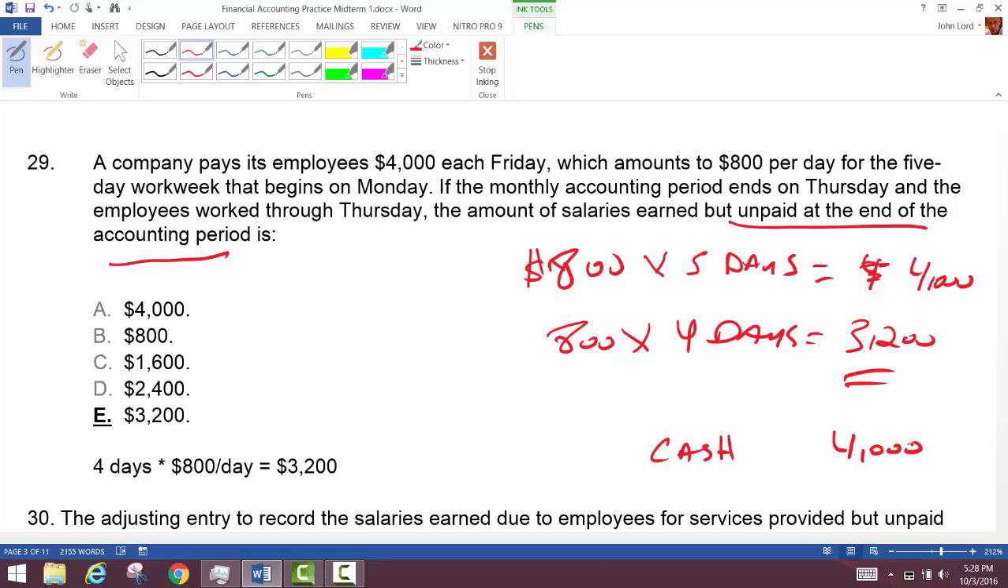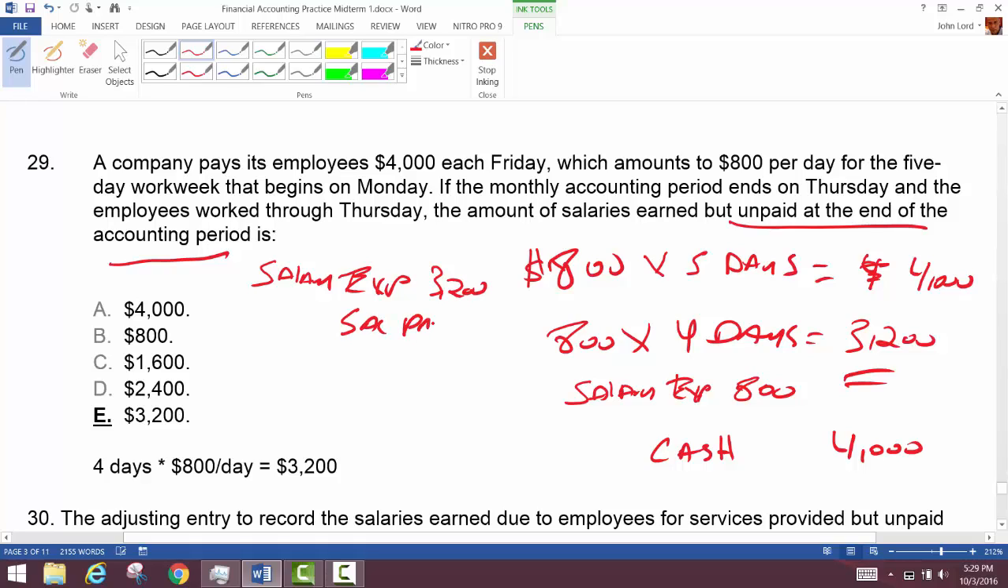Okay. Now what? Salary expense. For how much? No, only for 800. I guess I should have told you that. I'm assuming that we would have debited salary expense for 3,200 and credited the salary payable for 3,200, right? And so now I'm just paying off that payable, right? So I debit the salary payable 3,200.